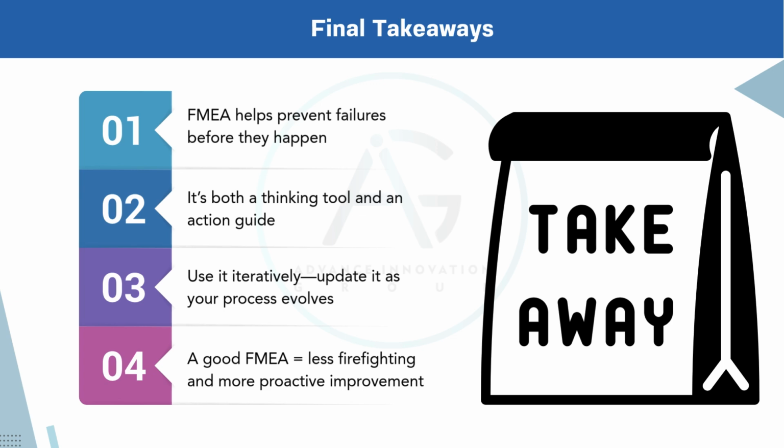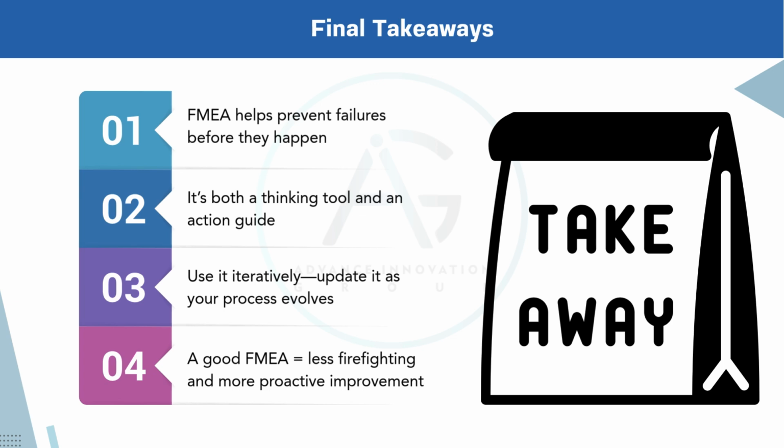Point 3. Use it iteratively. Update it as your process evolves. FMEA is not fill and forget. Every time there is a process change, audit finding, new product version, or customer feedback, go back to the FMEA. It should evolve along with your process so it remains accurate and useful.